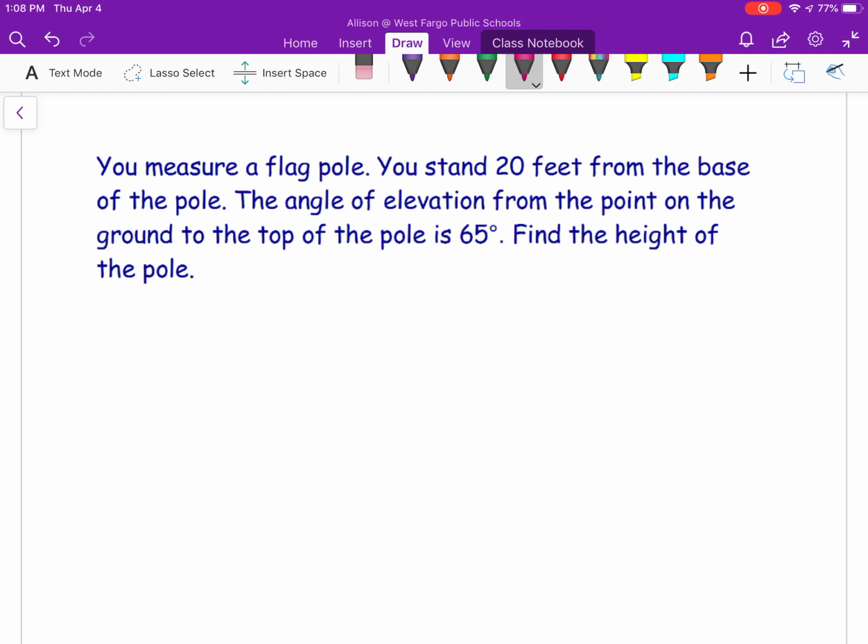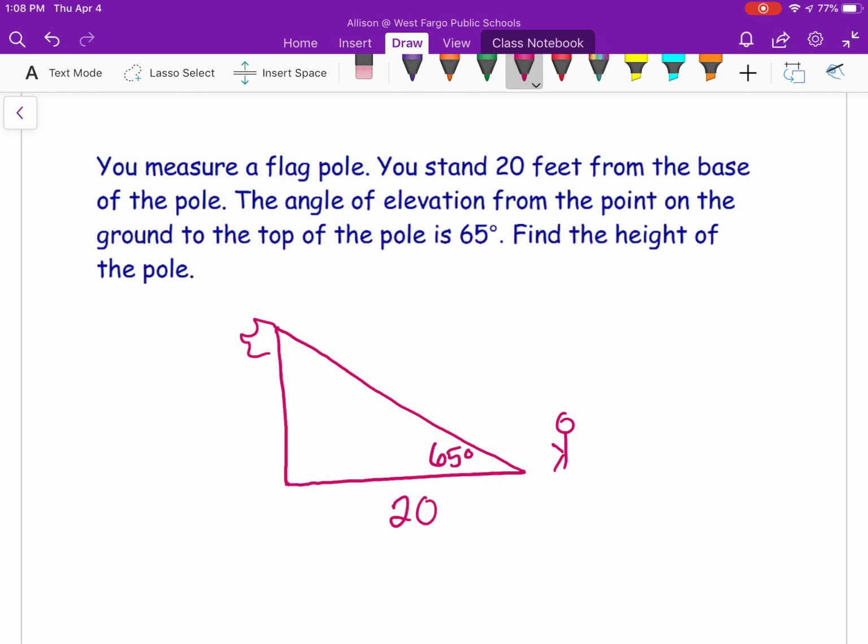So I'm going to draw myself a picture. I have a flagpole and I'm standing 20 feet away from it. So I'm standing over here. This is my flagpole. So this distance is 20 feet. The angle of elevation, so that's from where I'm standing, elevated to the top of the pole, that angle is 65 degrees. And I need to find the height of the pole, which is going to be x then. So if I look at 65 degrees, I'm searching for the opposite side, and I've been given the adjacent side because I'm assuming that the pole and the ground are meeting at a 90-degree angle.